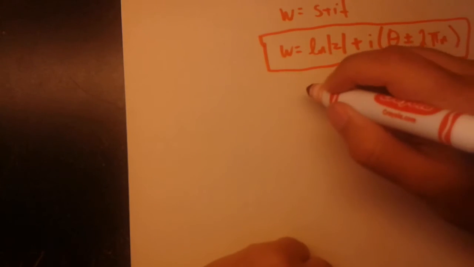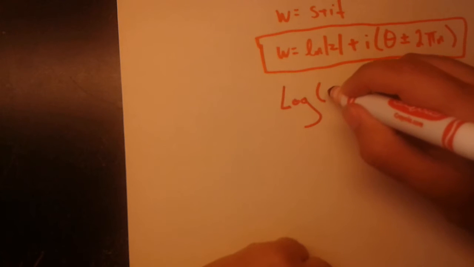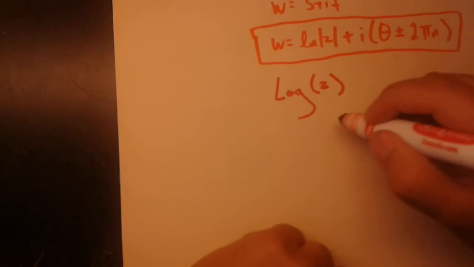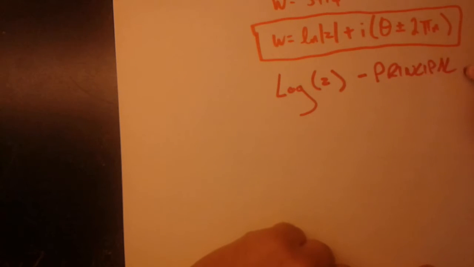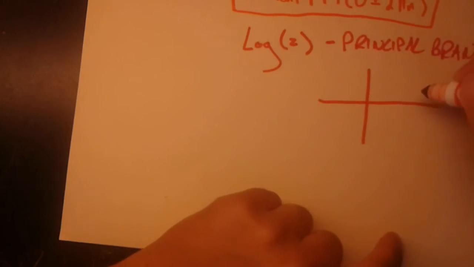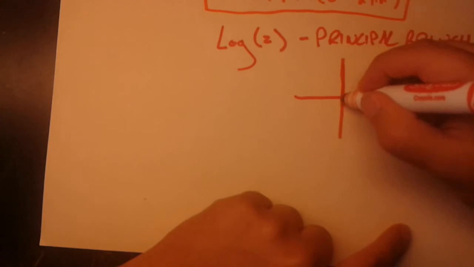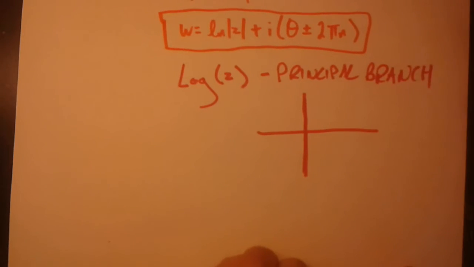And often, what is chosen is capital Log of z. This is called the principal branch. We'll talk about branches right now. So this is how it works. If we have a graph, this will be our domain. It's all the possible values of z we can put in here to get values of w back.